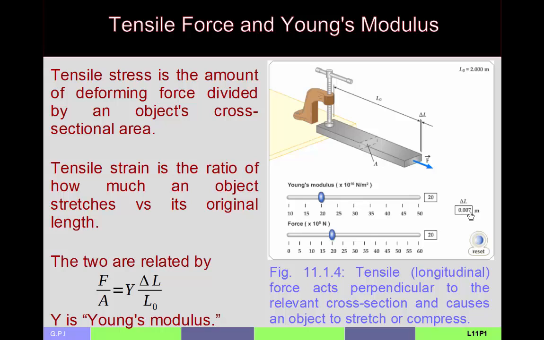That's a very small amount of stretch for a very large force. That's to be expected, of course. And if you apply more and more force, then this amount that this bar will stretch by will get larger and larger. And it turns out that the modulus of elasticity that relates the stress to the strain for a tensile stress is called Young's modulus. So we sometimes use a Y for Young's modulus.